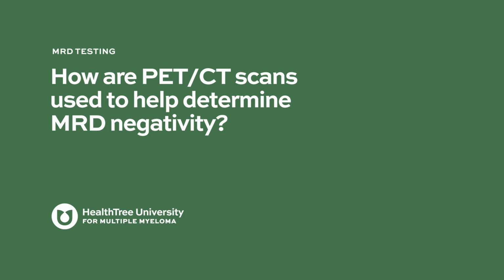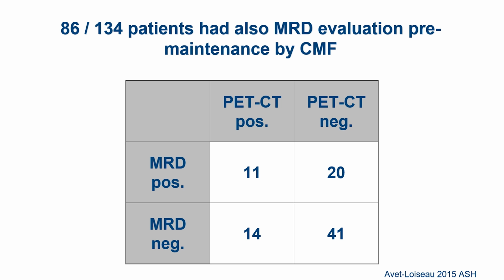How are PET-CT scans used to help determine MRD negativity? You have heard a bit about MRD measurement, it's minimal residual disease. You have heard it's very important that this is as low as possible, that the response to treatment should be as good as possible. The problem is when we are negative with our free light chains, negative with the immunofixation, negative in the urine, we still can have some disease in the bone marrow. And then we do bone marrow biopsy here, which is the easiest way to get it.